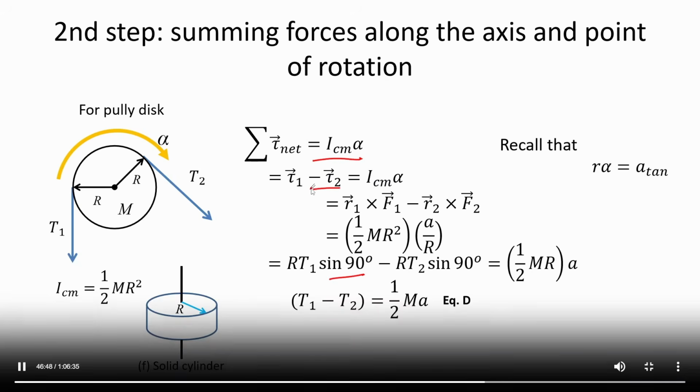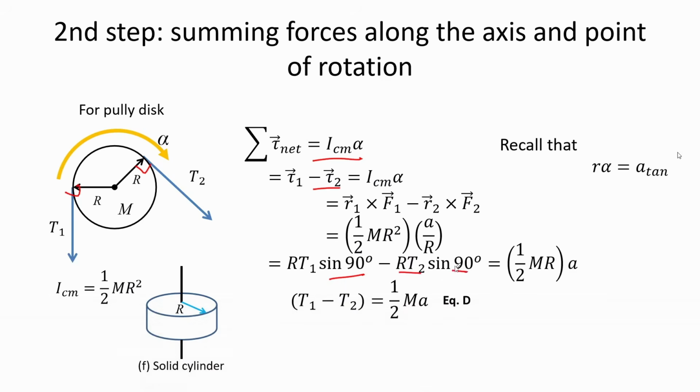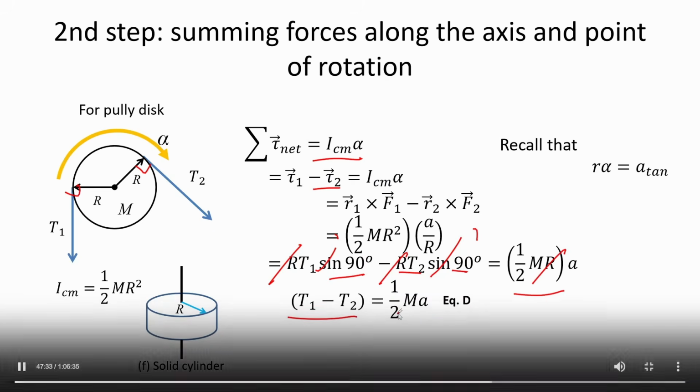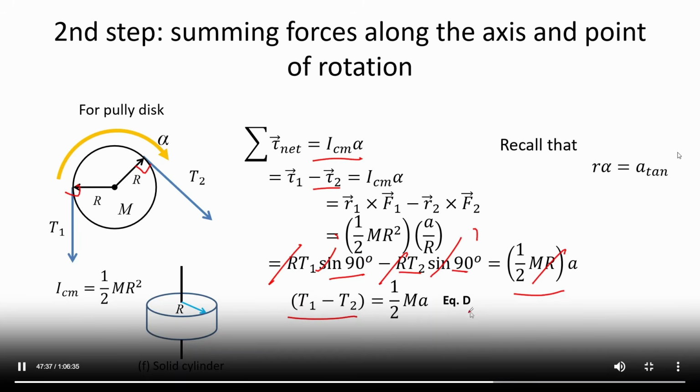Next is the torque 2 due to tension 2, which is T2 times r sine 90 degrees. The angle between them is 90 degrees. This is 1 and this is 1, and this one is negative. It is equal to 1/2 mr squared, which is the moment of inertia for this disk, times alpha. And we can cancel out the r's. So tension 1 minus tension 2 is equal to 1/2 ma. This is equation D.